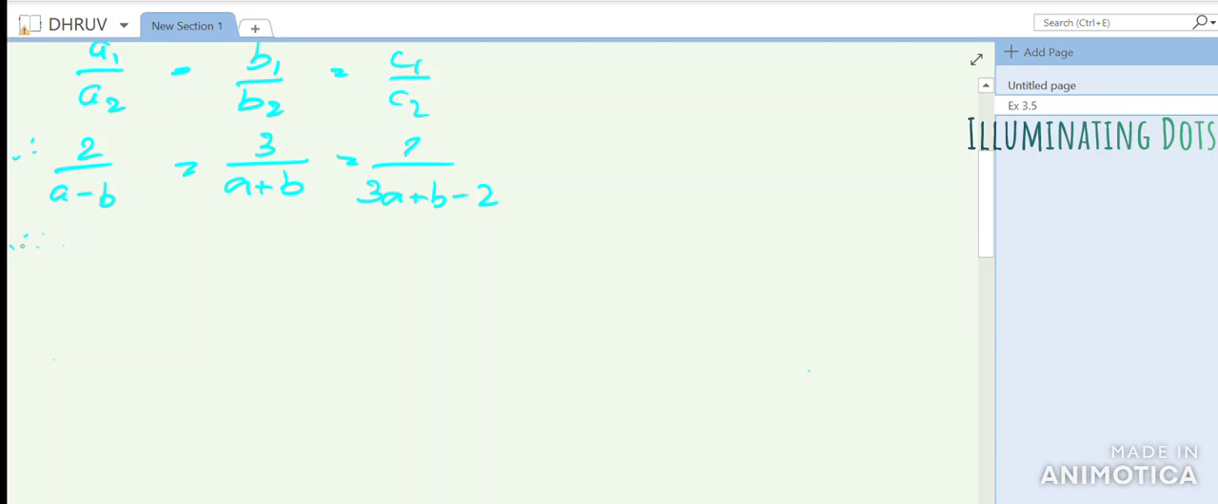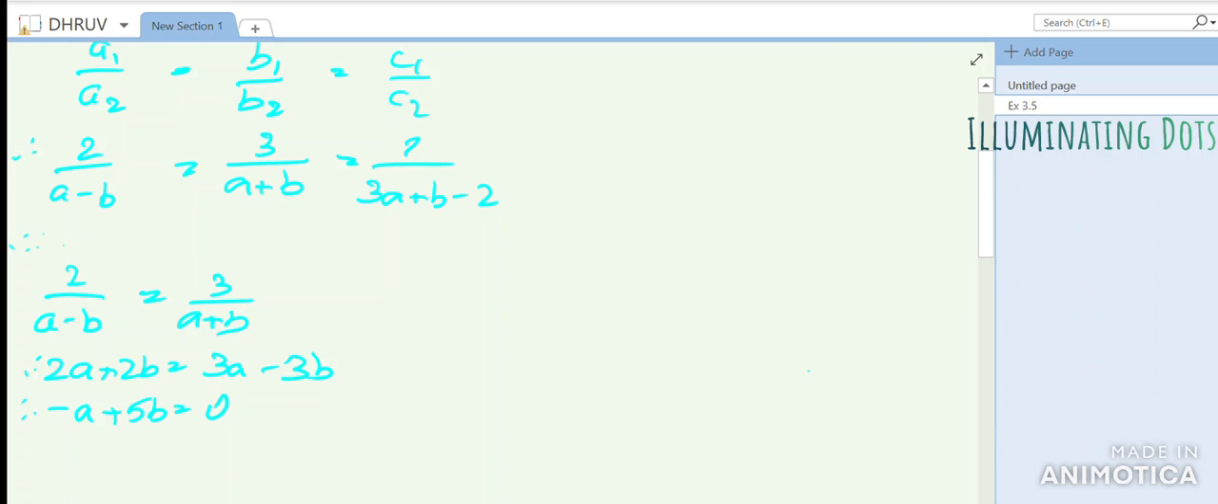What we do is we just cross multiply each of them. So first of all we cross multiply or equate this, so we get 2 upon a minus b is equal to 3 upon a plus b, which is 2a plus 2b is equal to 3a minus 3b. I skipped a step, you do not have to. Now this equals minus a plus 5b is equal to 0. I skipped another step. You do not have to skip any of the steps.